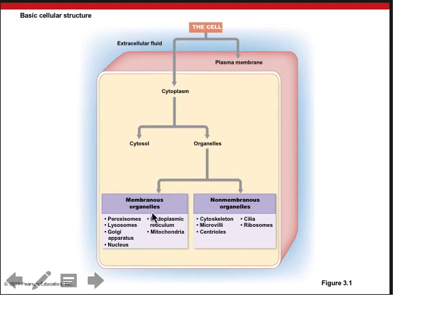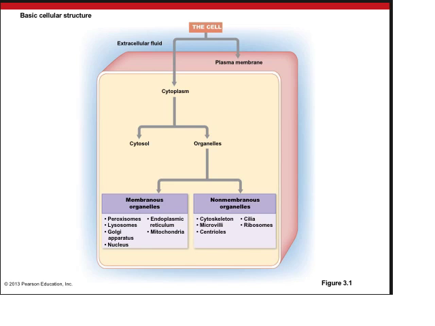Examples of membranous organelles include mitochondria, lysosomes, and the Golgi apparatus, and non-membranous organelles include things like cytoskeletal elements and ribosomes. And we'll get into each of these in more detail as we go on through the rest of this particular presentation.